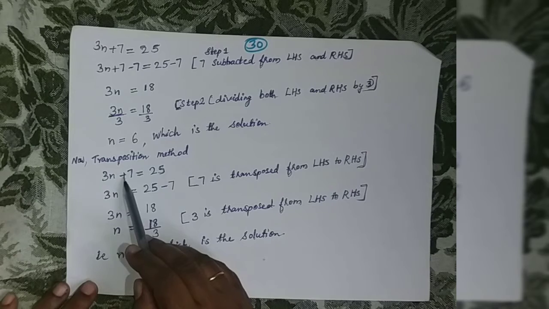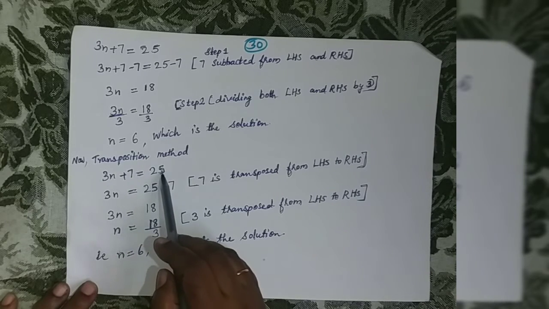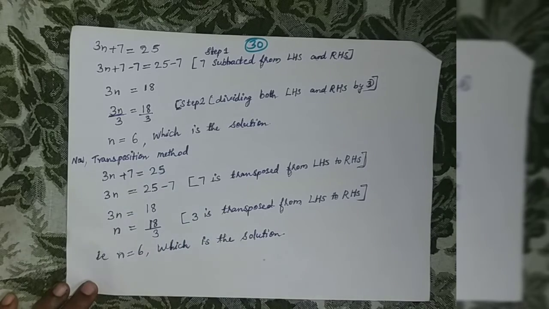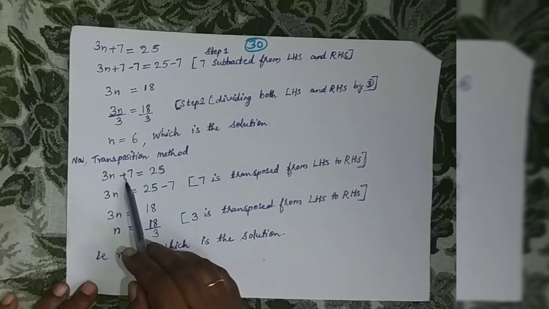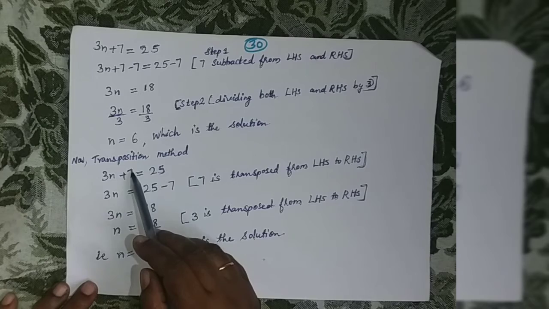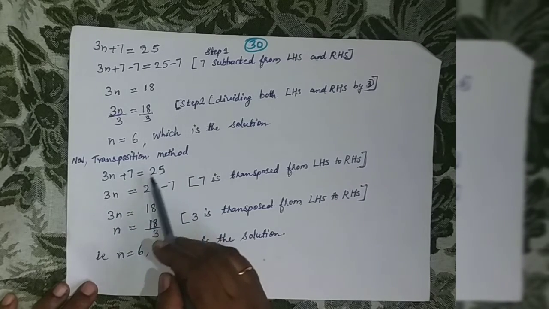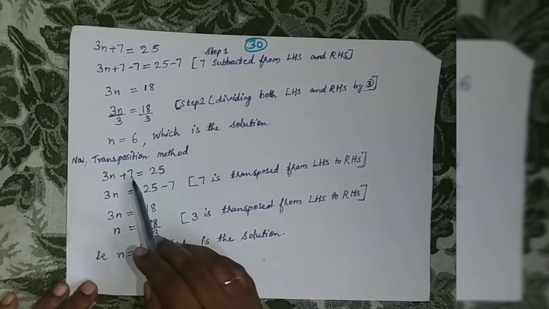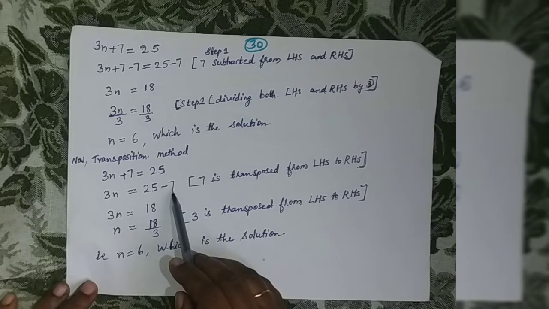So 3n plus 7 is equal to 25. So 7 is added in LHS. I am taking this 7 from LHS to RHS. Here it is added, and position is changing. So what will it be? Minus 7. Just now ma'am said plus will change. When we shift this number to RHS, this plus sign will change into minus sign.